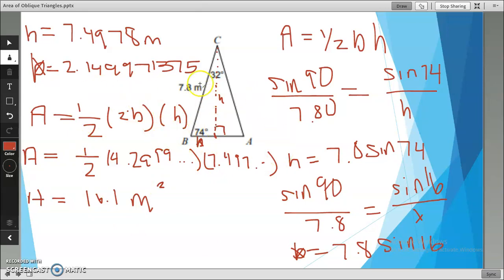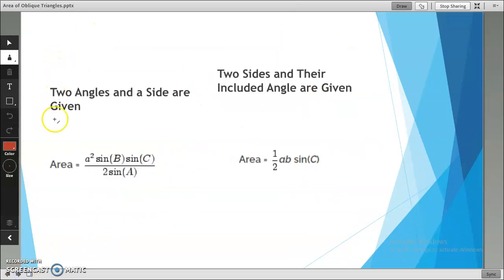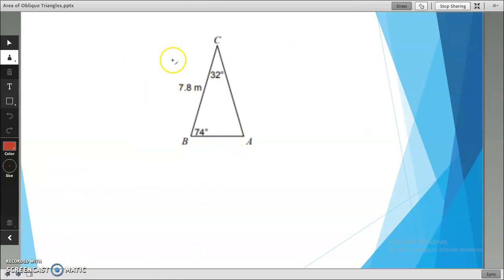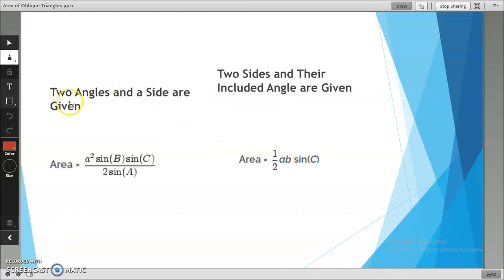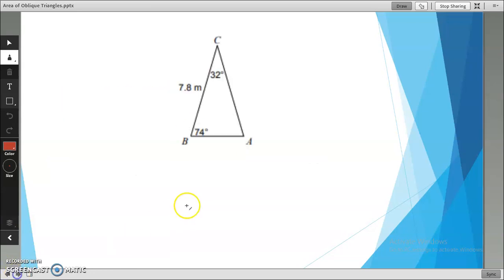Okay, so this is just one way of doing it. As you can see, it's pretty long and complicated. Well, we have two formulas that we can use, and it says that if we have two angles and a side is given, then we can use this formula. And if we have two sides and their included angle, we can use this formula. Okay, so let's apply that to that triangle that we just did. So this is the exact same triangle, and let's use the first formula for two angles and a side.